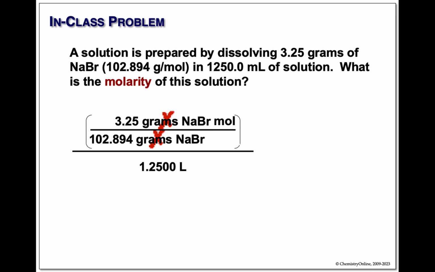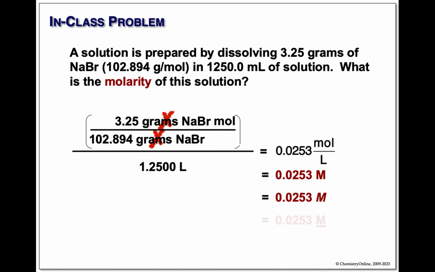The math is very simple. 3.25 divided by 102 divided by 1.25. 0.253 moles over liters. Moles over liters. That's the definition of molarity. Uppercase M.